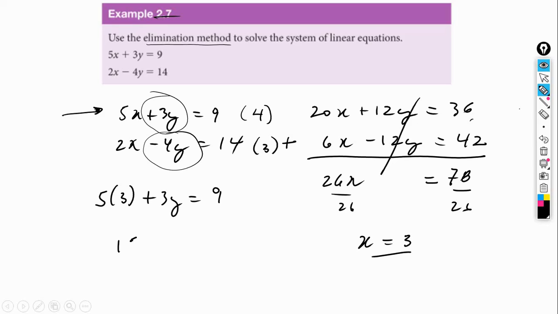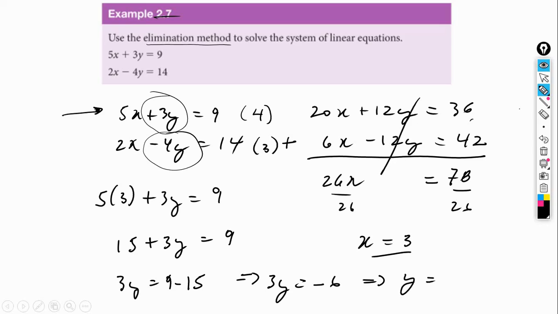And then we have that 15 plus 3y is equal to 9. So 3y is 9 minus 15. So that implies that 3y is equal to -6, and therefore y is equal to -2. So that means that we have a solution. So the solution will be (3, -2), which would also be the point where they intercept, as we saw graphically.